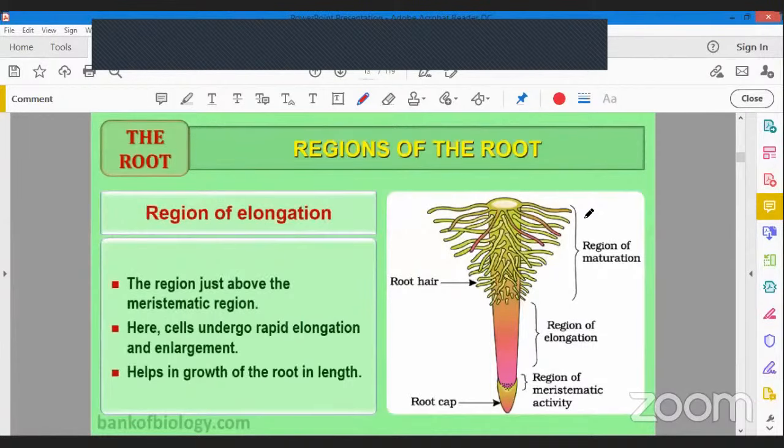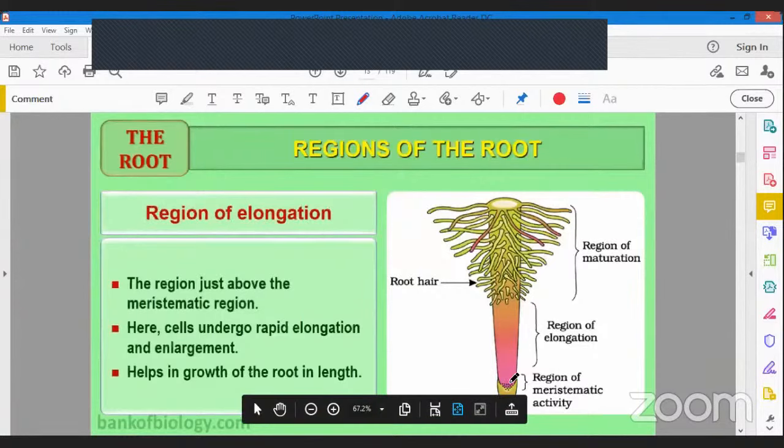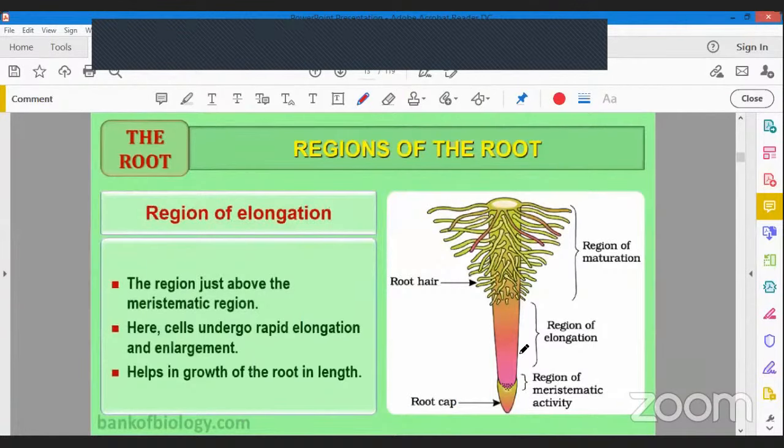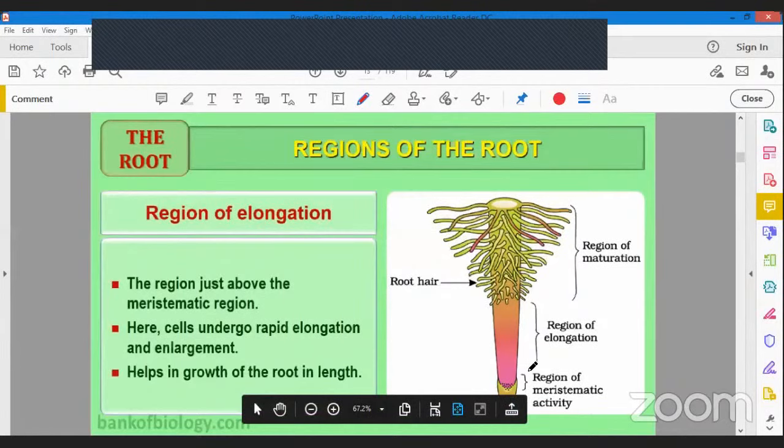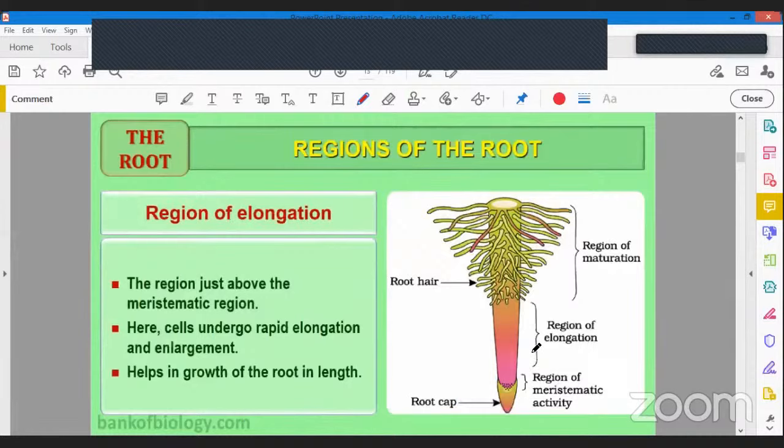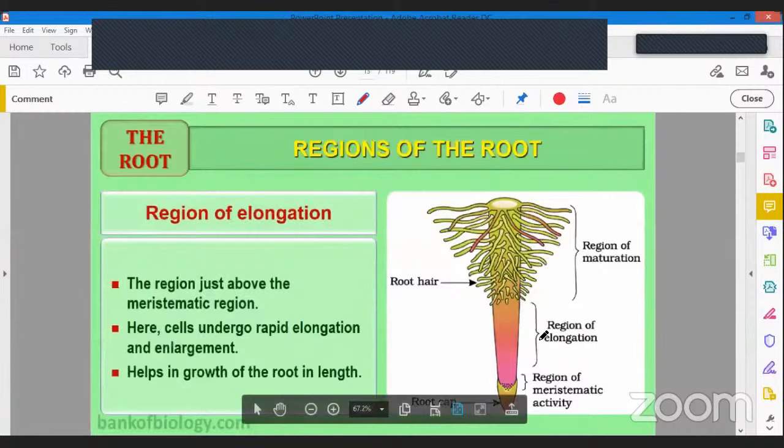Let's go to the next one. Region of elongation. So what is region of elongation? Here, the meristematic cells which have divided will now start growing, elongating and enlarging. The cells are all growing and elongating. So this is called the region of elongation. It helps in growth of the root in length. So this part, take it down.